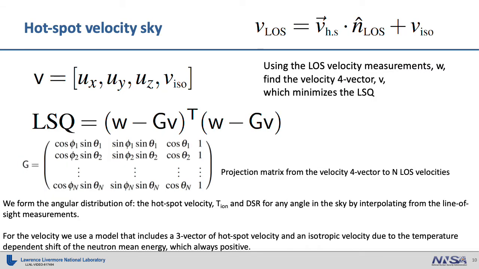We form the angular distribution of the hotspot velocity, Tion, and DSR for any angle in the sky by interpolating from the line-of-sight measurements. For velocity, we use a model that includes a 3-vector hotspot velocity and an isotropic velocity due to the temperature-dependent shift of the neutron mean energy, which is always positive.